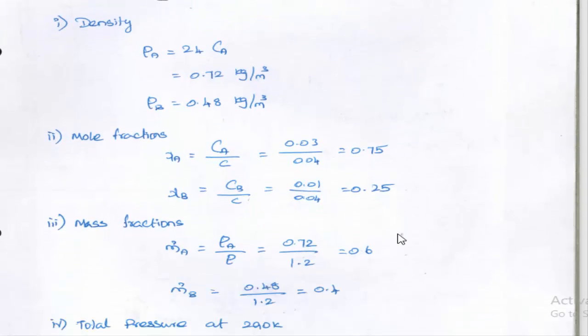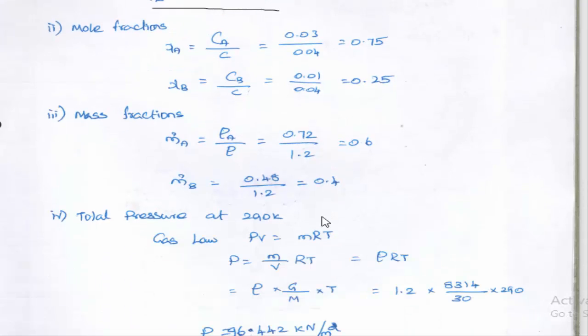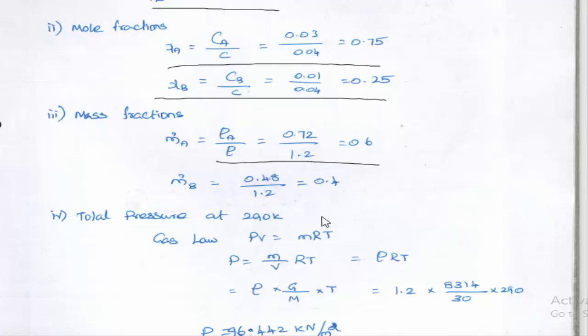Next, we are going to exactly solve the problem. First, we find the mass density of each species. You know rho A equal to 24 Ca. Now you know the value of Ca, substitute that and find the value of rho A. Similarly, rho B. Next, mole fractions. You know the formula for mole fraction: Xa equal to concentration of component A divided by total concentration. By this formula you can find these values. You know the formula for mass fraction: rho of a particular component divided by rho of the mixture. By this we can find these two values.